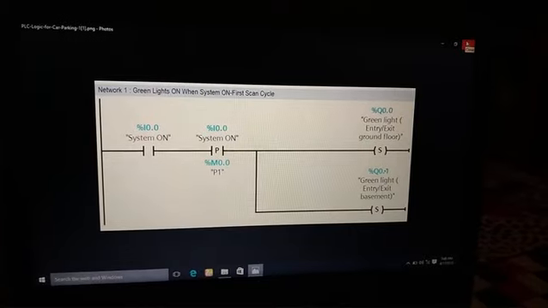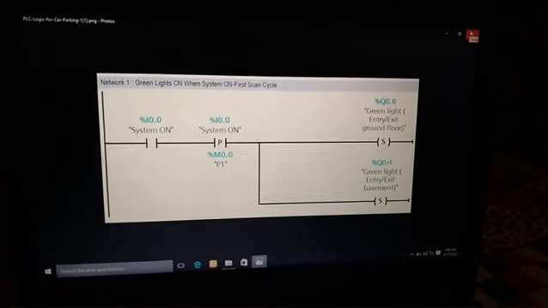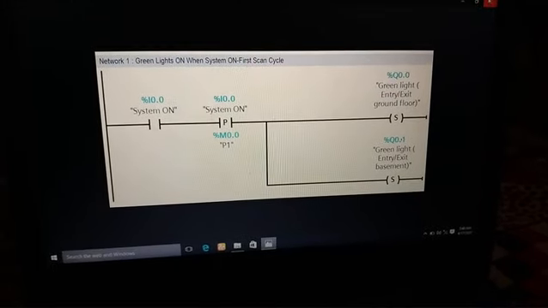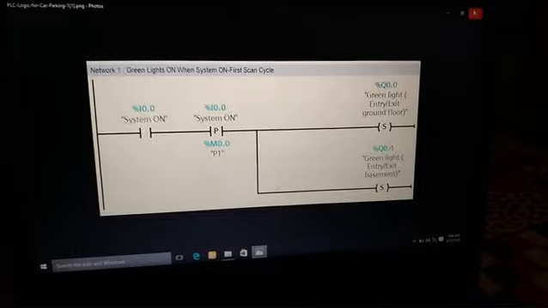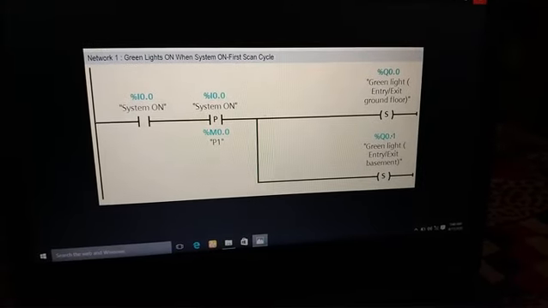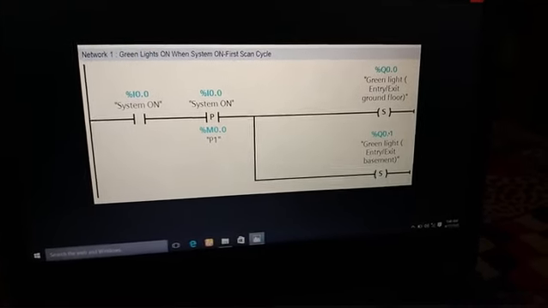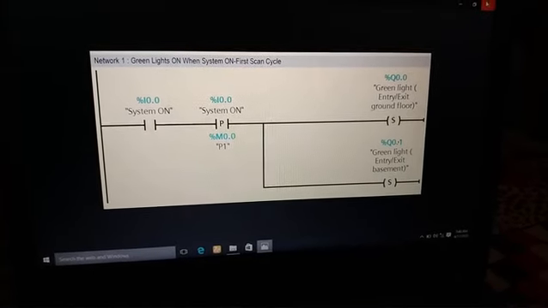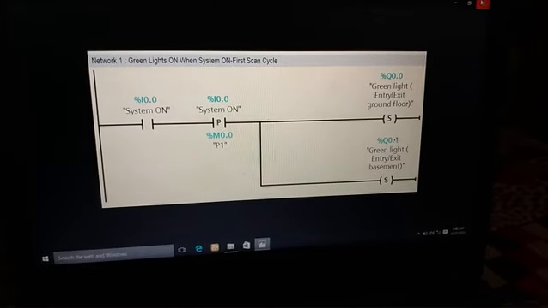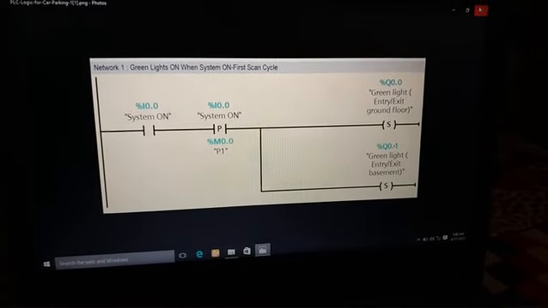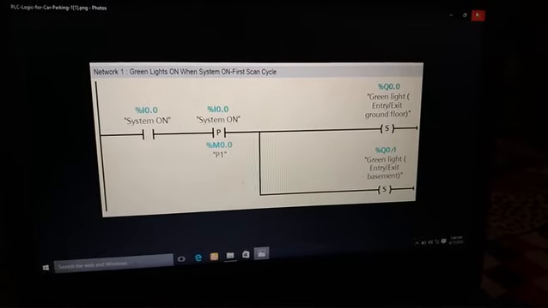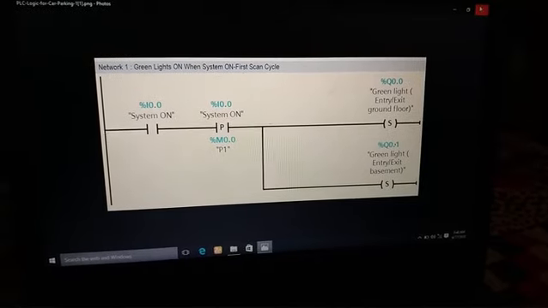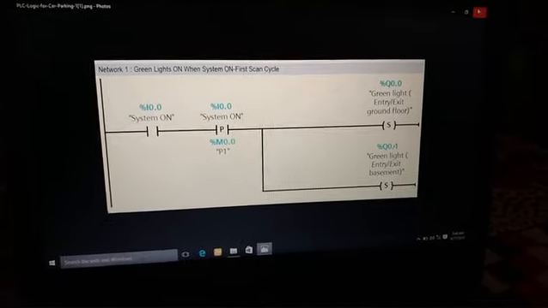This ladder logic is divided into 8 networks. The number of inputs to the PLC is 3: a main switch to turn on the system, and sensor 1 and sensor 2, which are present at the basement and at the ground floor. The outputs are two red lights, one at the basement and one at the ground floor, and two green lights, one at the basement and one at the ground floor. We are using 7 memory units for this application.